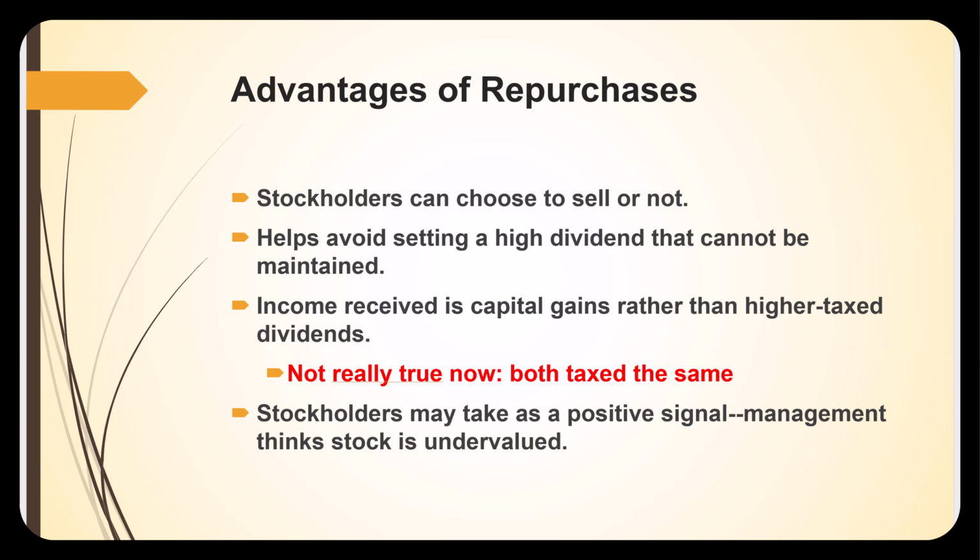Now, the red stuff here are my thoughts and what I think with the current tax code this actually means. But if you're a stockholder, you can choose to sell or not sell. So you can decide not to trade your shares in. This repurchase of shares could avoid setting a higher dividend that, again, you can't maintain. Now, they talk about the tax impact. Well, both capital gains and dividends are currently taxed at the same rate, so there's really no difference here between capital gains and dividends with respect to taxes.